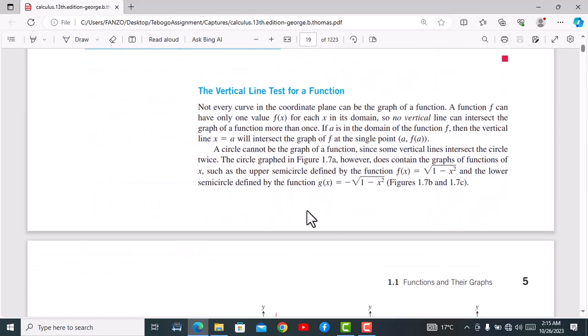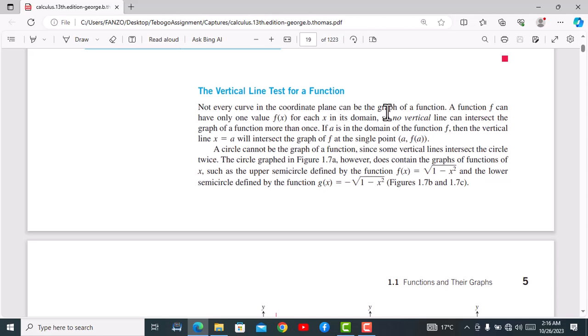Right, here is where we will begin at the vertical line test for a function. Right, we read not every curve in the coordinate plane can be a graph of a function. This is true, and we will see as we continue that not every coordinate plane can be the graph of a function. So you can have the points on the Cartesian plane, and when you draw up these points trying to have a graph, we are therefore saying that not every curve that you will find on that Cartesian plane can or will represent a function.